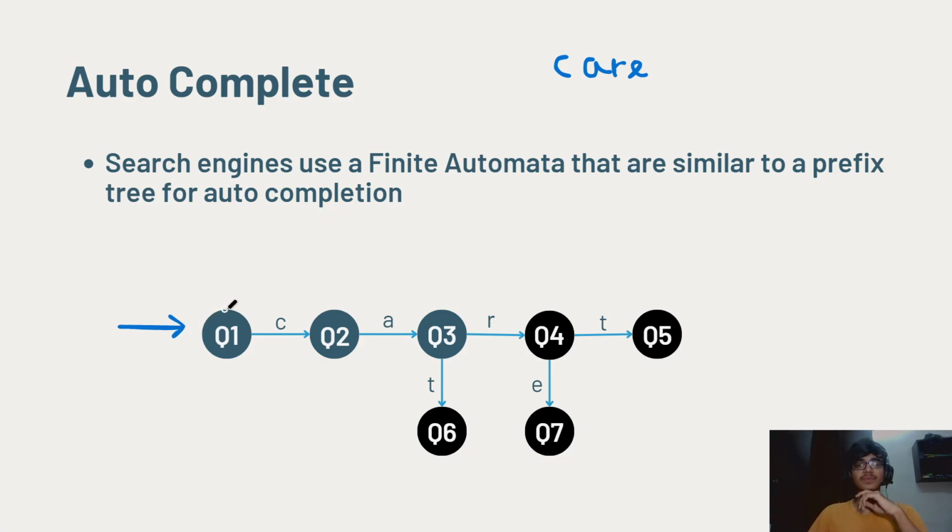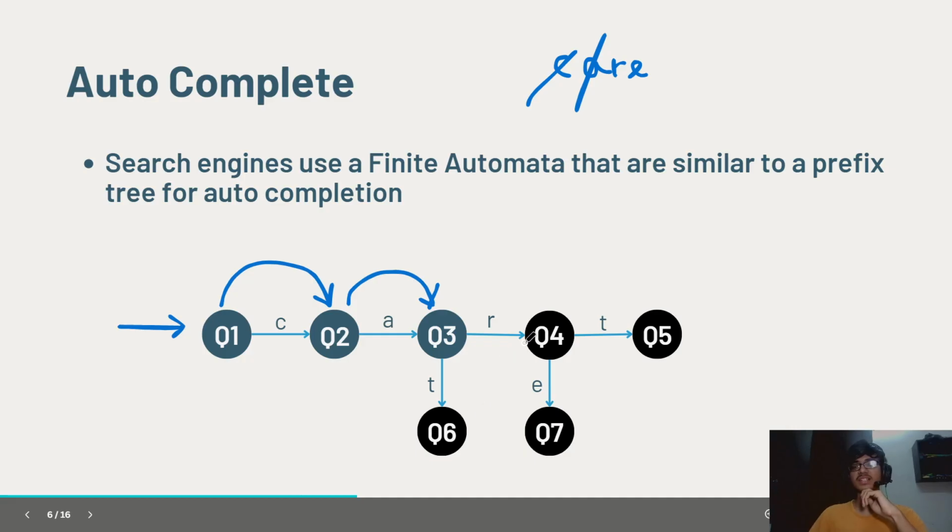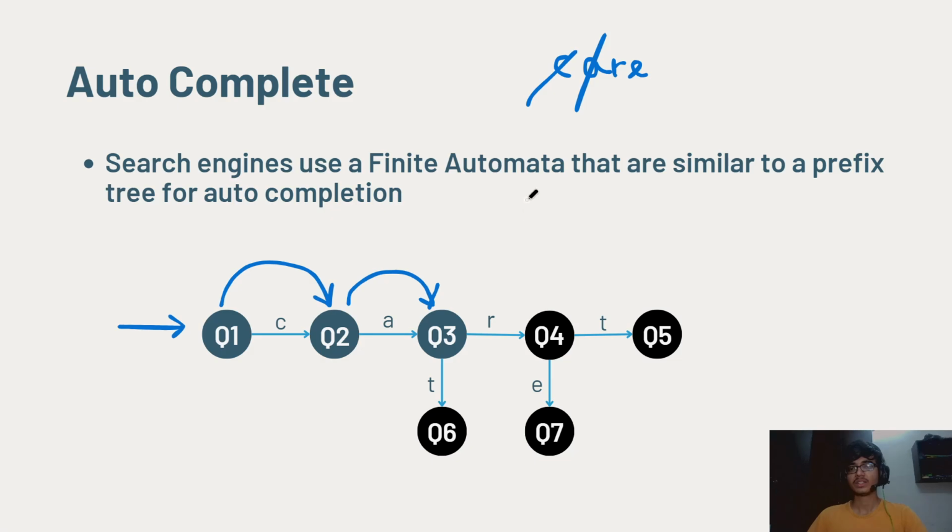I'll give the input C. So in the search engine, I'll be traversing the automata from Q1 to Q2. Right now there are too many words that start with C, so the search engine wouldn't give any recommendations for auto completion. So next I input A, so I'll be going from Q2 to Q3. At this point, the search engine would be like, Q6 is a final state that is one transition away from Q3, which is pretty close. So it might recommend us the word cat as an auto completion suggestion, or it might even recommend car or cart.